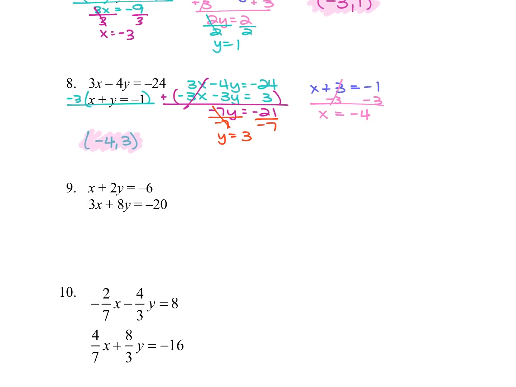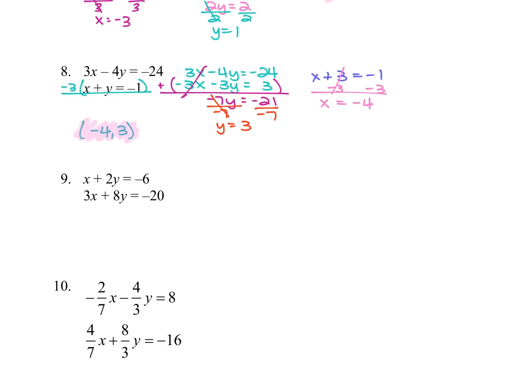For number 9, you have x plus 2y is equal to negative 6, and 3x plus 8y is equal to negative 20. If we multiply the top equation by negative 3, it will cancel out our x values. So this is going to give us negative 3x minus 6y is equal to 18, as well as 3x plus 8y is equal to negative 20. So from here, we can add them.